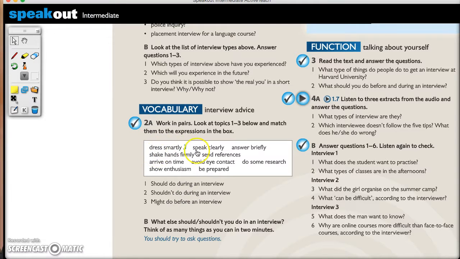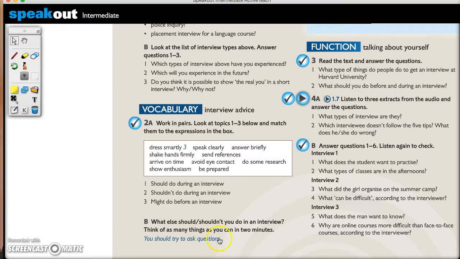And the example is dress smartly. That means dress in an elegant way, in a formal way. So this is something you might do before an interview, obviously not during the interview, okay? Because you're not dressing during the interview, you do it before. Okay, so for the rest, decide which one is the right, let's say, choice.